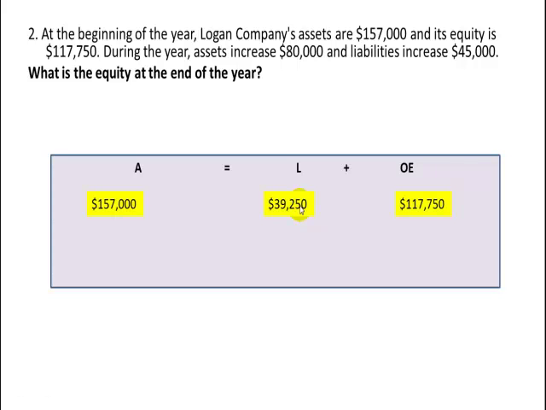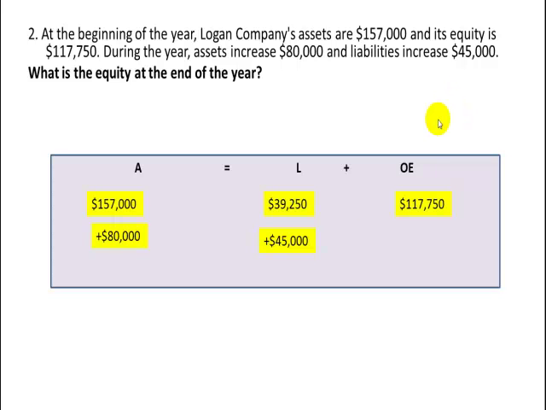Okay, so this gets us a little closer to what we're looking for, which is the end of the year owner's equity. So it said that during the year, assets increased by $80,000 and liabilities increased by $45,000. So let's plug that in. Assets went up again $80,000 during the year, and liabilities went up $45,000 during the year.